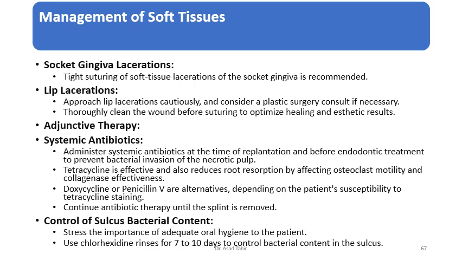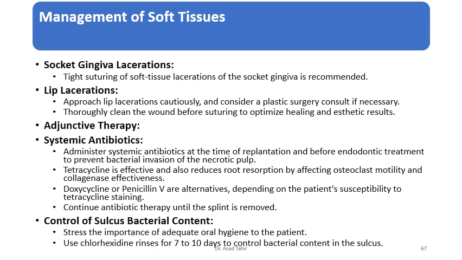Adjunctive therapy. Systemic antibiotics. Administer systemic antibiotics at the time of replantation and before endodontic treatment to prevent bacterial invasion of the necrotic pulp. Tetracycline is effective and also reduces root resorption, affecting osteoclast motility and collagenase effectiveness. Doxycycline or penicillin V are alternatives, depending on the patient's susceptibility to tetracycline staining. Continue antibiotic therapy until the splint is removed.